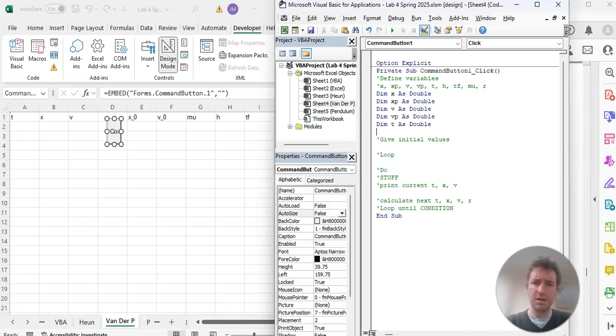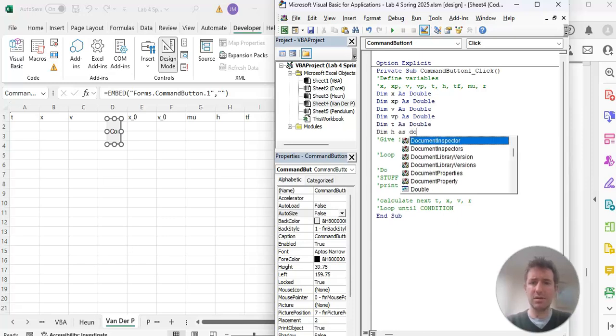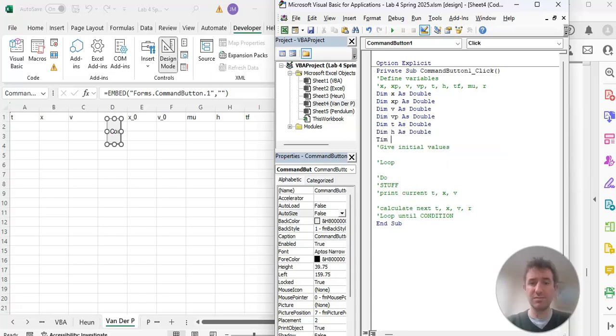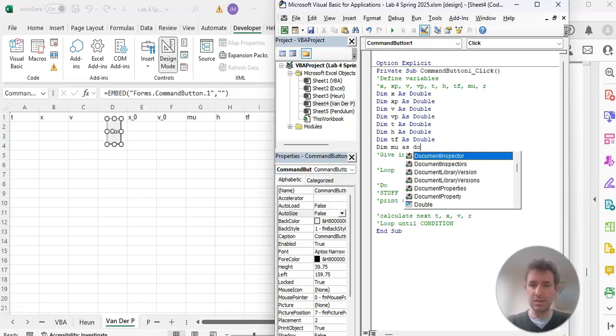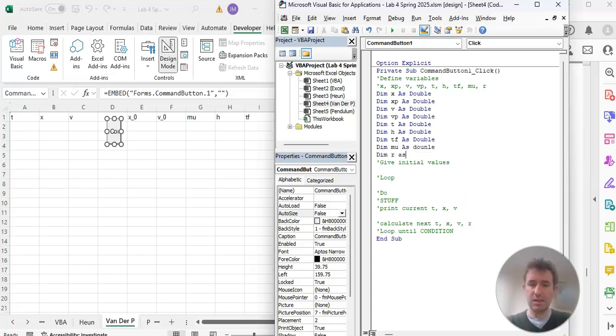Dim h as double. You get cool graphs of this. I don't fully understand it, we'll talk about it a little bit in lectures. Tf is double. Mu is the one parameter, it's like a damping coefficient, as double. And dim r as long.